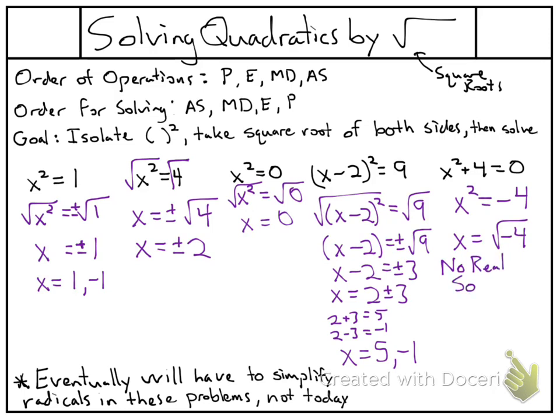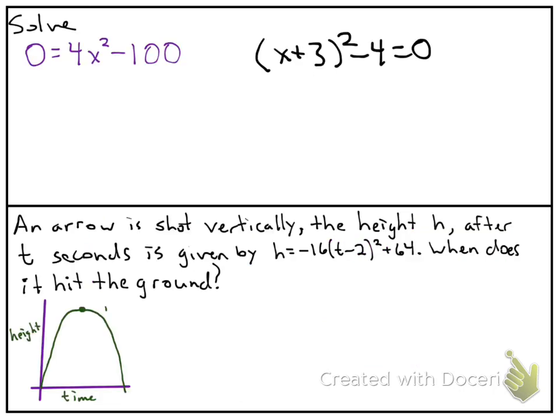And what we'll see later on is we can actually take the square root of a negative, it just gives us what we call an imaginary solution, because if it's not real, it's imaginary. Not so much we have to worry about right now, but something to look out for. Now, last note I have here is eventually we'll have to simplify radicals in these problems, just not yet. Our bigger goal right now is to be able to solve the equations.